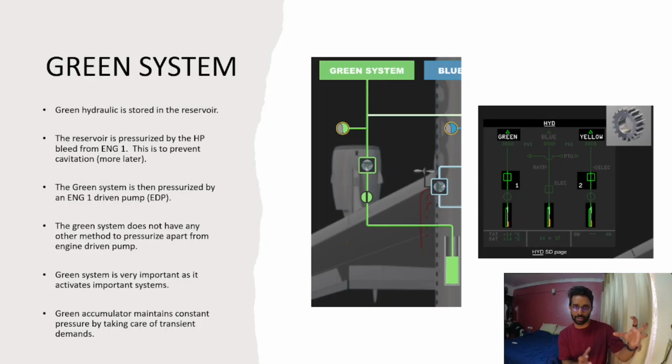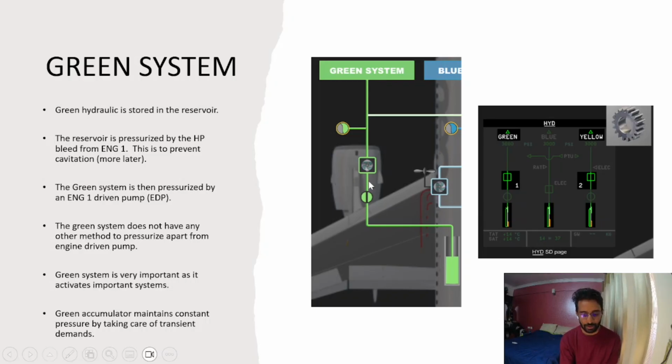The accumulator has pressure in it. When the transient demand is there, it will supply the pressure instantaneously until the engine driven pump takes over, so that there is no fluctuation in the pressure. So the accumulator for each corresponding system, the job is the same. It is to handle transient demands so that there is no fluctuation in pressure. So that forms the green system.